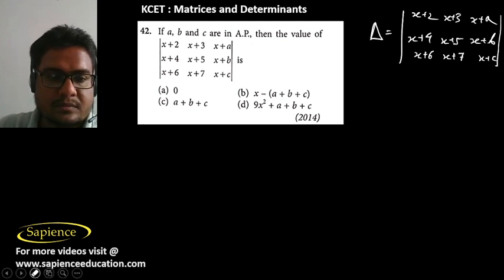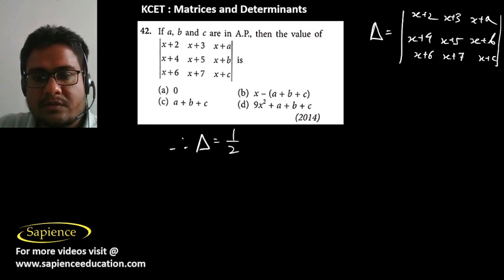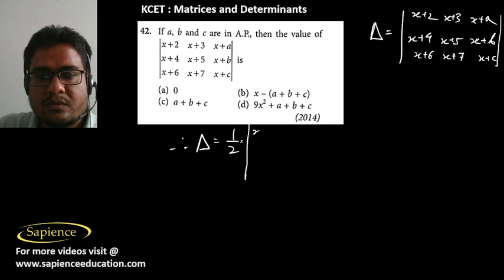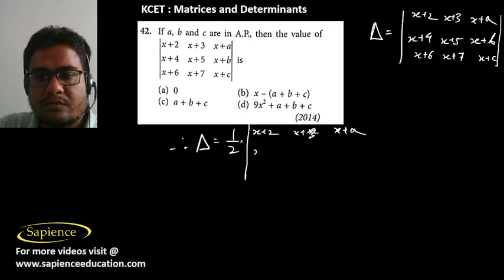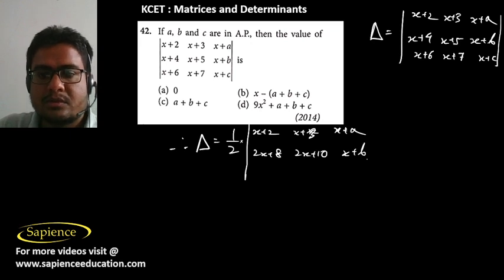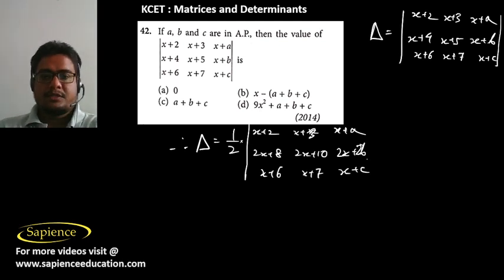So therefore the delta can be written as half into the determinant of x plus 2, x plus 3, x plus a. Here we will have 2x plus 8, 2x plus 10, plus, sorry, 2x plus 2b. This will be x plus 6 and this will be 7.